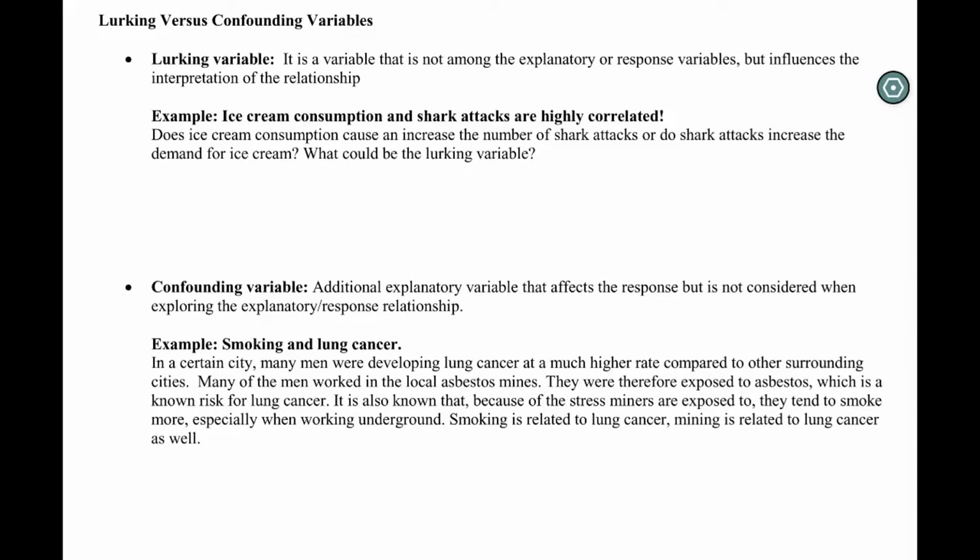We've made it to the final video of part one, lurking versus confounding variables. So our last set of definitions. A lurking variable is a variable you did not collect as part of your study that happens to influence the relationship. So we have this example here, which is one that I first heard when I started grad school, about shark attacks and ice cream sales.